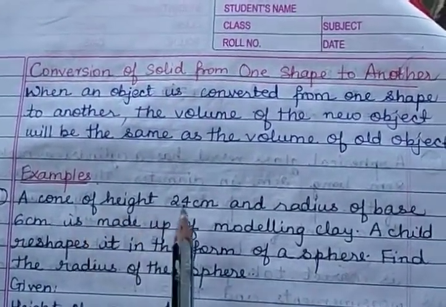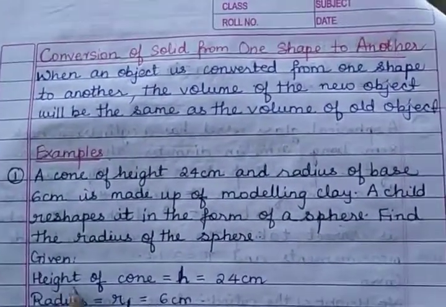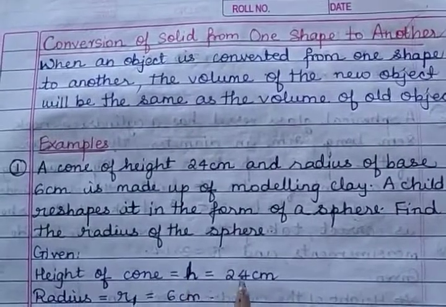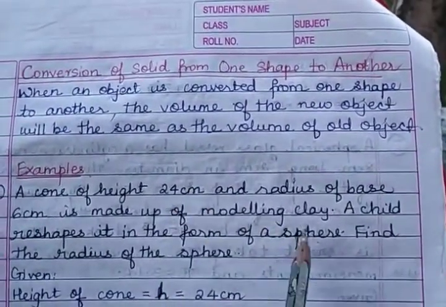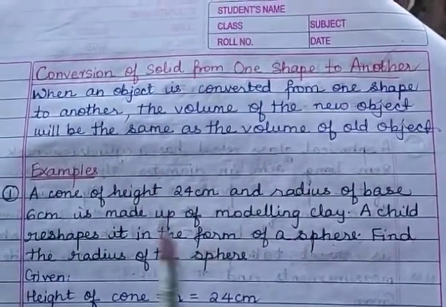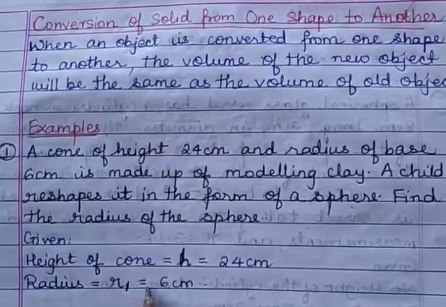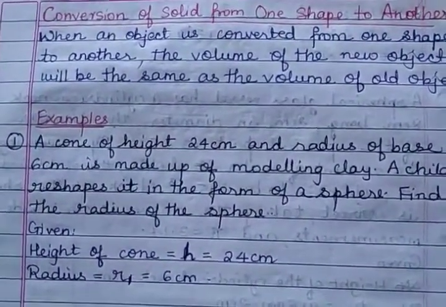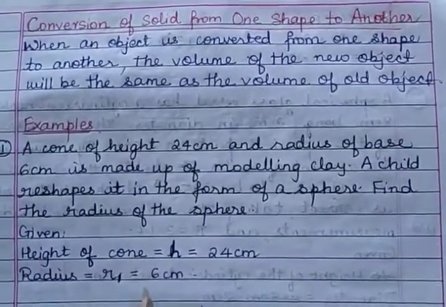Now the cone has a height, the sphere doesn't have a height, so we can take only one height. So the height of the cone is h = 24 centimeters. Now radius, we will have to take two, because the cone also has a radius and the sphere also has a radius. So the radius of the cone, let us denote it by r1, is 6 centimeters, and let the radius of the sphere be r2.